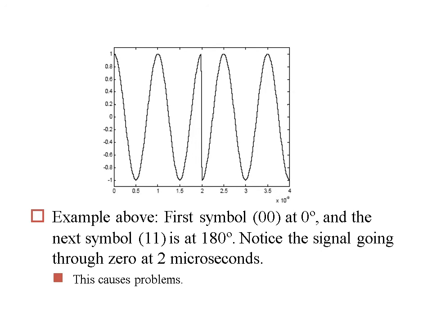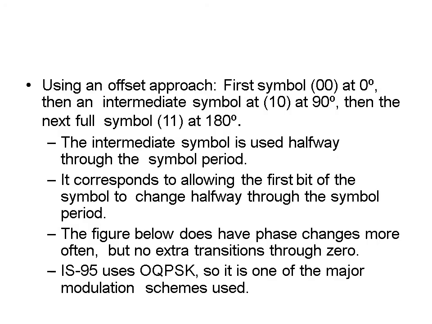In the example above, the first symbol will be at 0 degree and the next symbol will be at 180 degree. Notice that the signal goes through 0 at 2 microseconds, which will cause a problem. So using an offset approach, first a symbol at 0 degree, then an intermediate symbol at 90 degree, then the next full symbol will be at 180 degree. The intermediate symbol is used halfway through the symbol period. It corresponds to allowing the first bit of the symbol to change halfway through the symbol period. So the figure below does have phase changes more often, but no extra transition through 0.